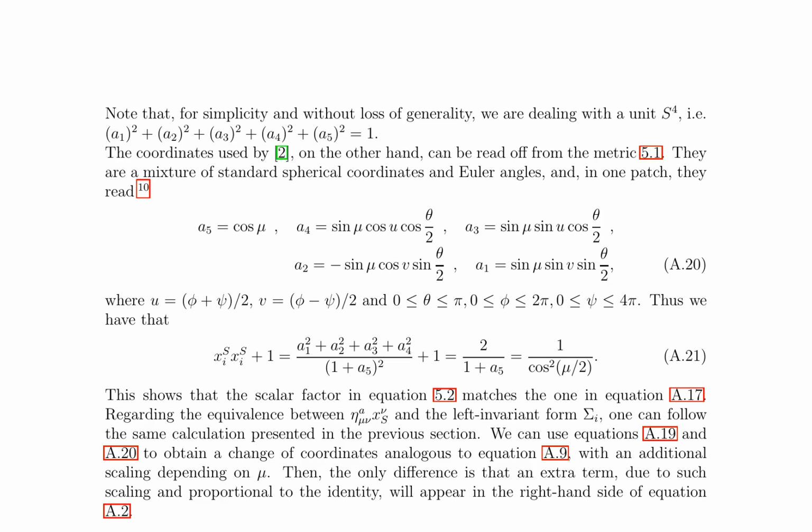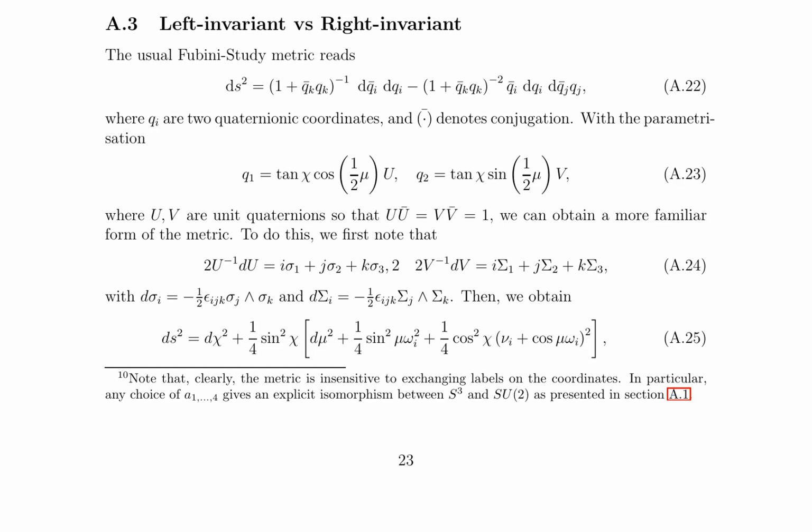The Fubini-Study metric, given in equation A.22, is derived using the parameterization of quaternions chi in terms of chi, mu, u, and v, as seen in equation A.23. The quaternions u and v satisfy u-bar u equals v-bar v equals 1 and are used to express the metric in a more familiar form, as shown in equation A.25.